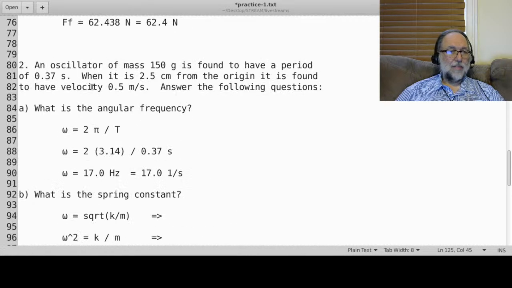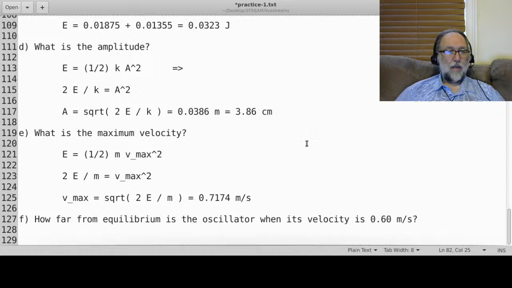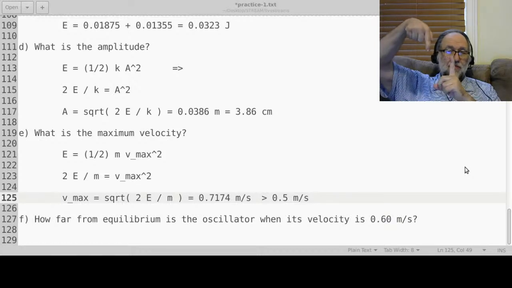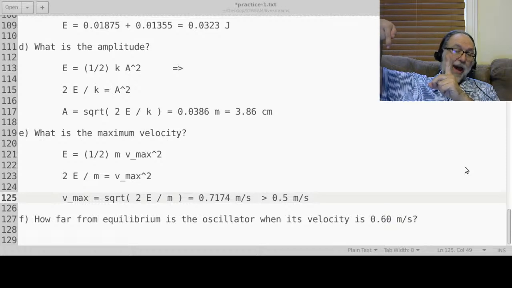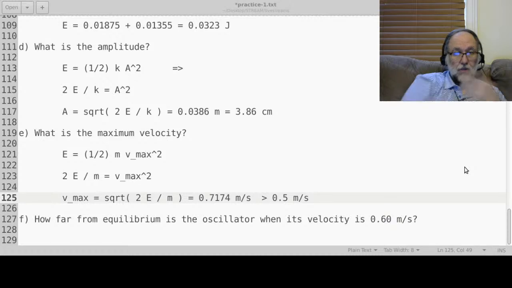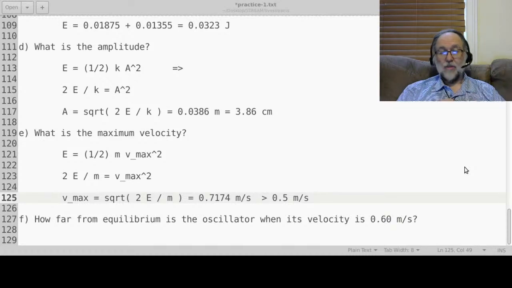Well, let's take a look here at what the velocity was up here. It was 0.5. You expect that this number is going to be bigger than 0.5. Why? Well, it's at the 2.5 centimeter point and it's traveling at 0.5. So if it were going one way, it would go past the 2.5 centimeter mark. It actually gets to 3.86. On the way back, when it passes the 2.5 centimeter mark, it's going 0.5 again. But by the time it gets to the middle, it's going to be going faster than 0.5. So it turns out that it's going 0.7174. Okay, so yeah, that makes sense.